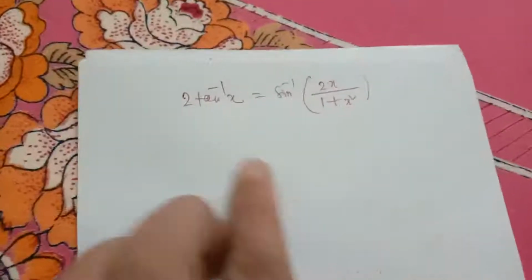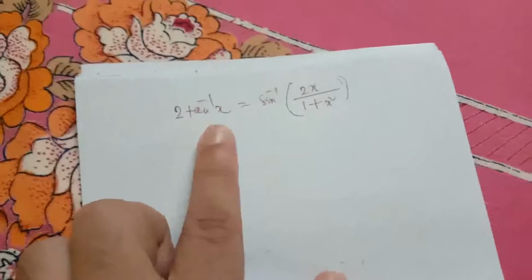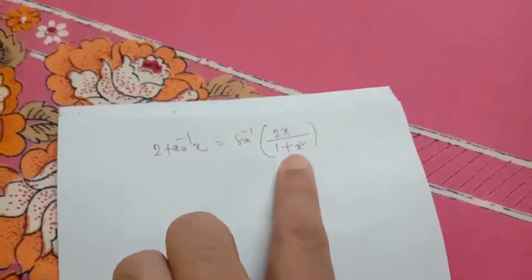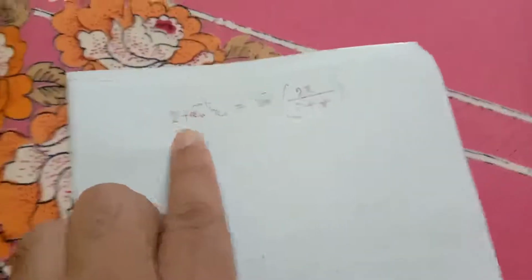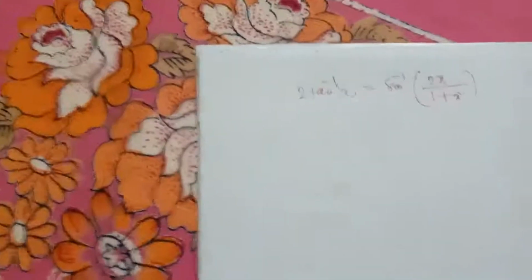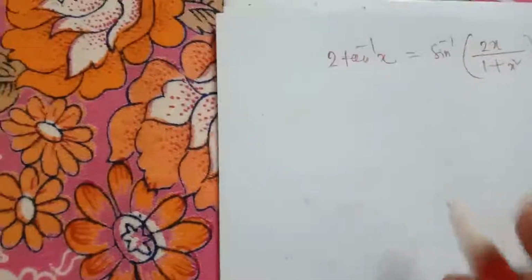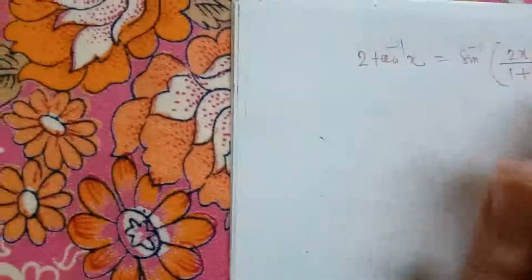I will prove the first one. 2 tan inverse of x equal to sine inverse of 2x by 1 plus x square. This is the formula for 2 tan inverse of x in terms of sine inverse. To prove this one, we have to start in this way.